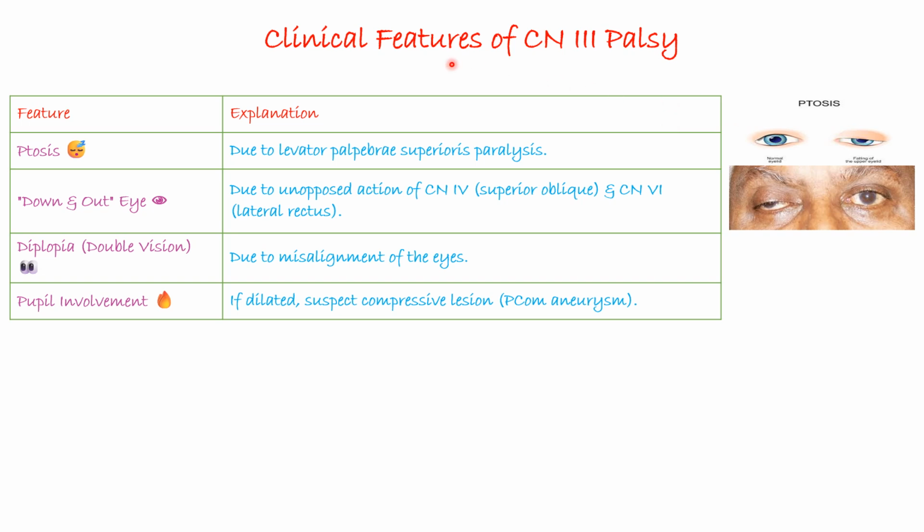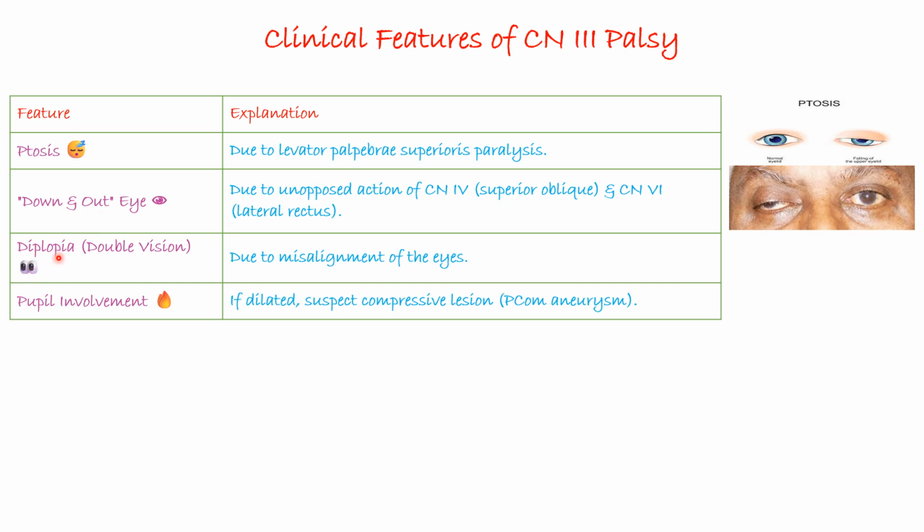So the clinical features of cranial nerve 3 palsy usually include ptosis, as we said, because of the paralysis of the levator palpebrae superioris muscle, which is involved in lid elevation. Ptosis is just drooping of the eyelid, as you can see in this picture. Eye down and out. The reason we said down is because of the superior oblique and out is because of the lateral rectus.